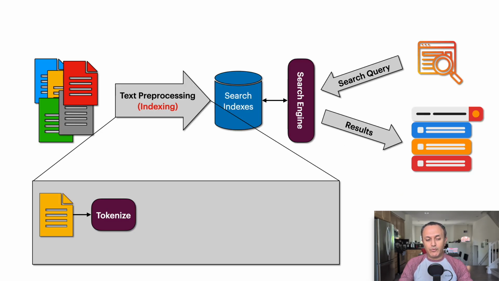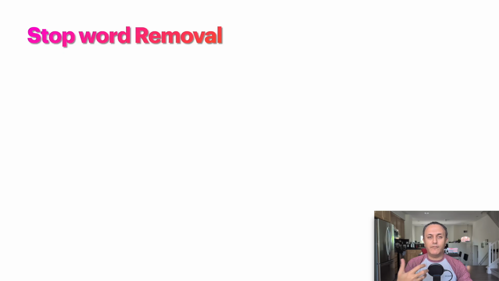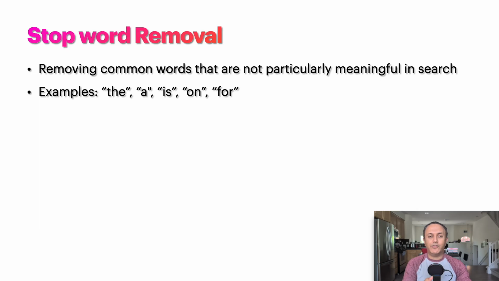Now, once we're done with the tokenization, the next step is usually removing stop words. Stop words are any words that are very common and not very useful in search. Things like the, a, an, is, on, for, of, to, all these words. Probably you can find them in pretty much every sentence or every piece of text, and they do not really help you much when you're searching for something.